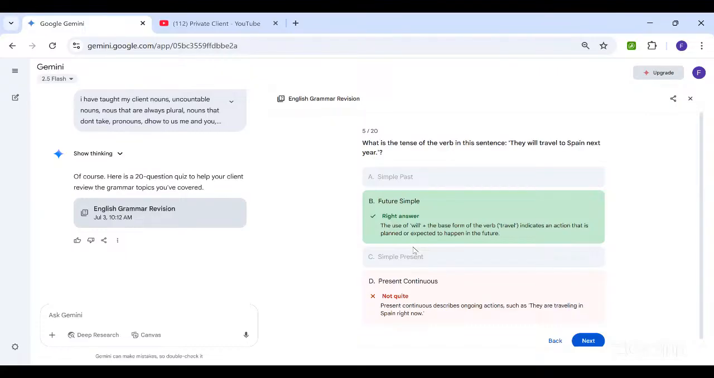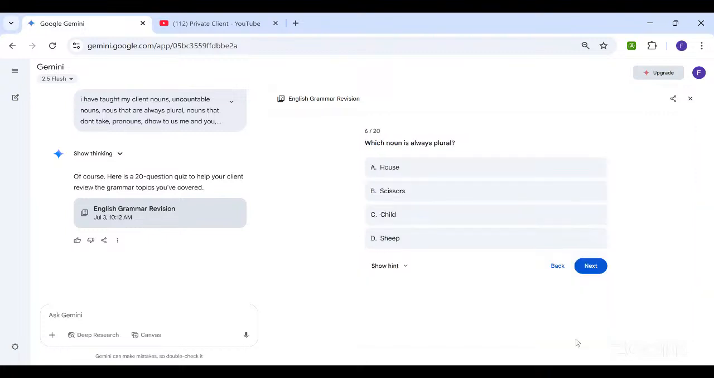But then you're correct because of the word will. Like I said earlier, will shows future. They will, she will. It shows future. Okay. The next, which noun is always plural?